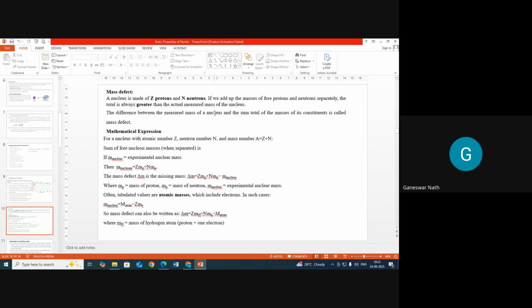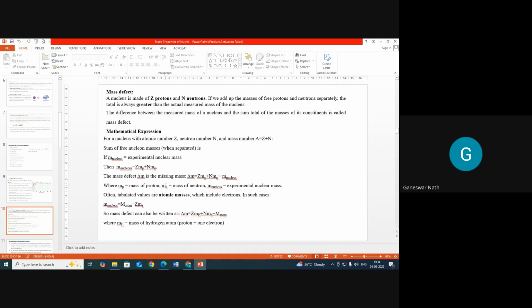Similarly, if we take the number of protons and the mass of each proton, and the number of neutrons and the mass of each neutron, it is found that there is a difference between the rest mass of the nucleus and the mass of the constituents of the nucleus. That difference is called the mass defect. So the expression for this mass defect is as follows. For a nucleus with atomic number Z, neutron number N, and mass number A, which is Z plus N.